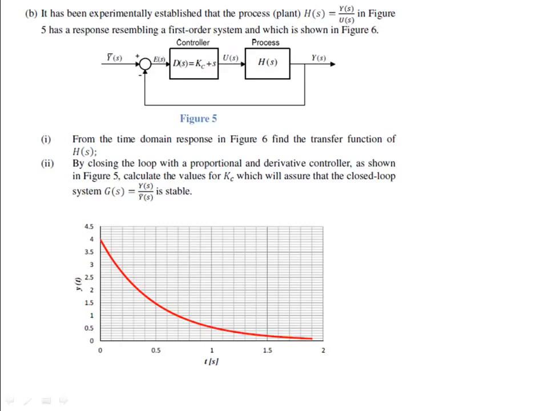For part B of the fourth question, a closed loop unity negative feedback system is given, and we have a proportional-derivative controller. The first part of the question is asking to find the transfer function H(s) based on the response given in this picture, and it has been said that H(s) is a first order system. The second part is asking to find the range of Kc for which the closed loop system will be stable.